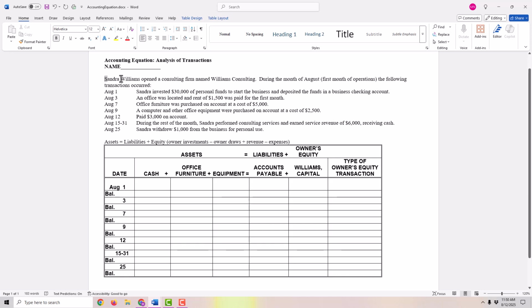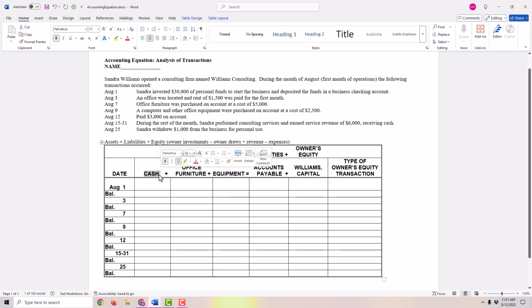This business is a consulting firm called Williams Consulting, opened by the owner, Sandra Williams. And these are transactions during August, the first month of operations. The first thing that happens is the owner invests $30,000 of personal funds to start the business and deposits that money into the business checking account. Now, it says cash here, but we're going to just use that as meaning the checking account.